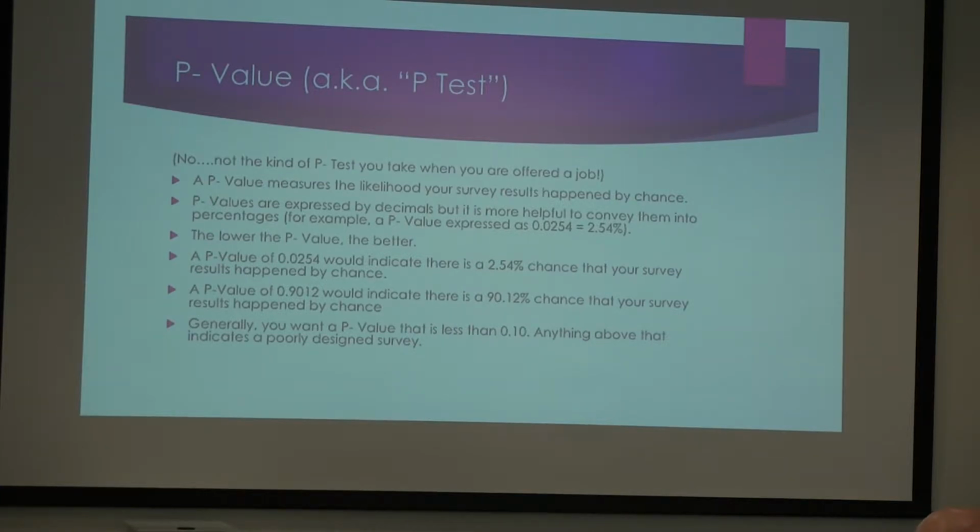Generally you want your p-value to be less than 0.1, or less than 10%. Anything more than 10%, there's too high a likelihood that those results occurred by chance, and any professional looking at the results of such an assessment would say, I can't take these answers to be the gold standard. Any questions about p-tests? P-values?